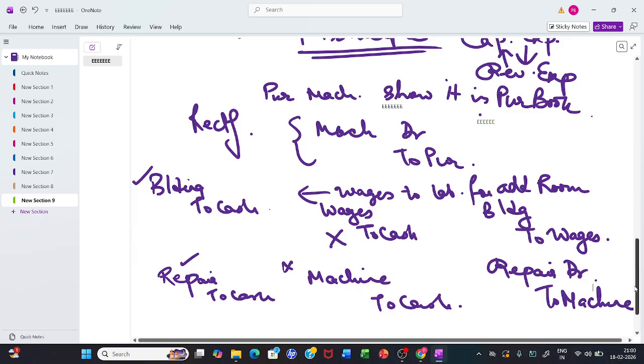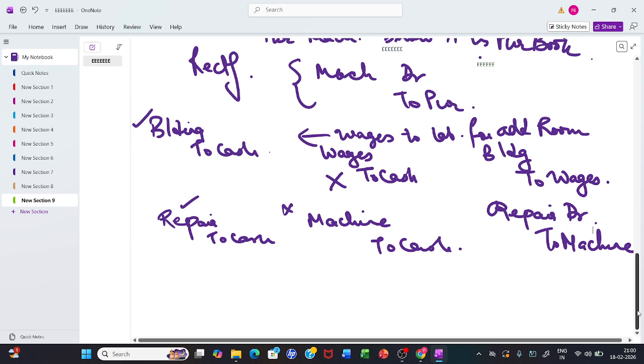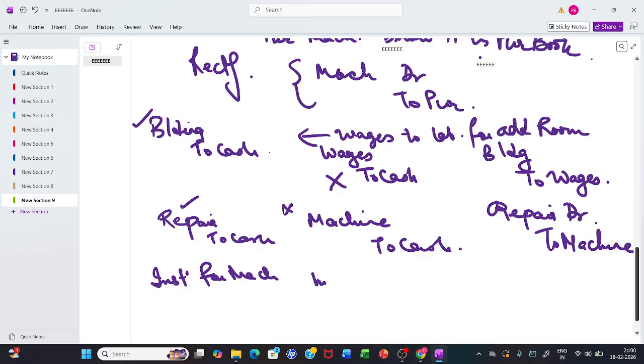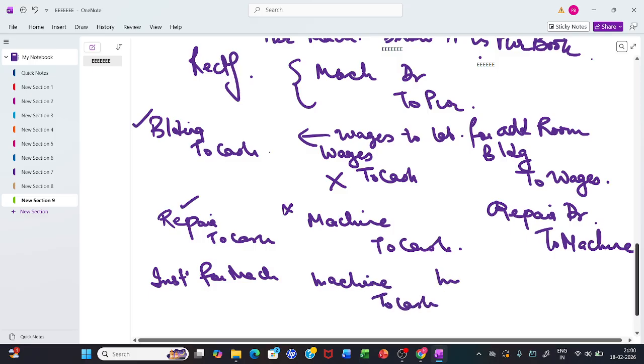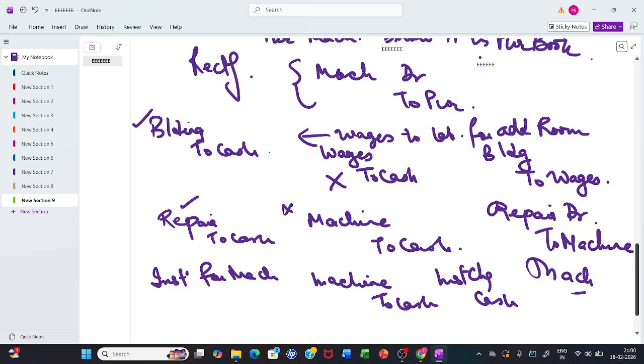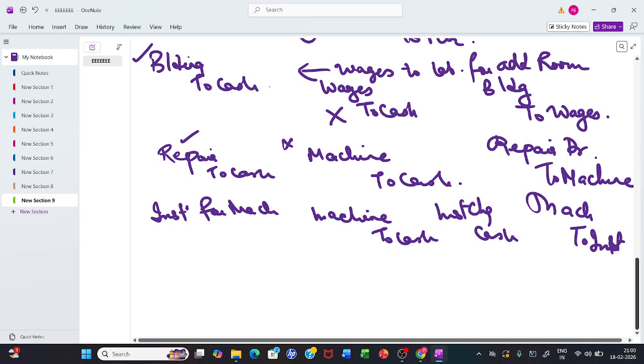Another typical example of this: paid installation charges for machine. Installation charges is a capital expenditure, so we should do machine to cash. But we have done installation charges to cash. So rectify by passing the entry machine to installation charges. That would be the rectifying entry.